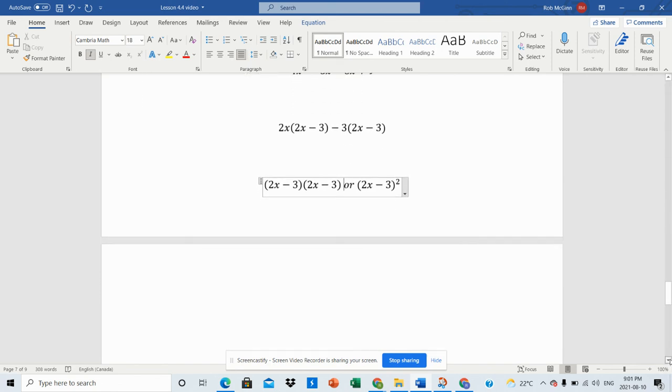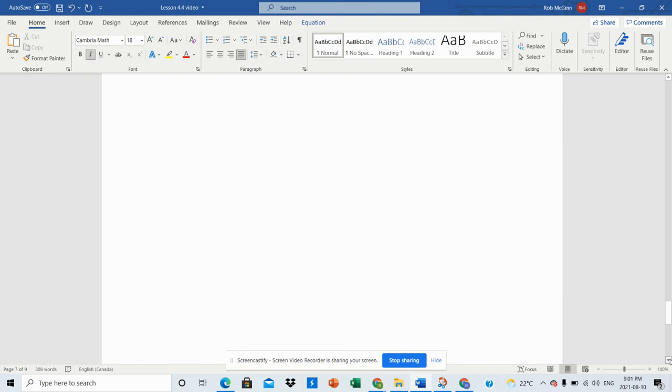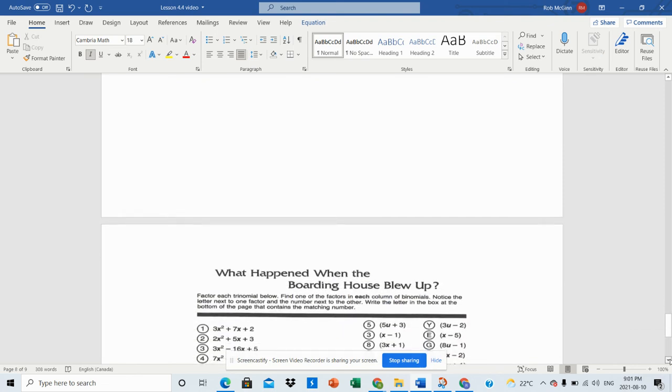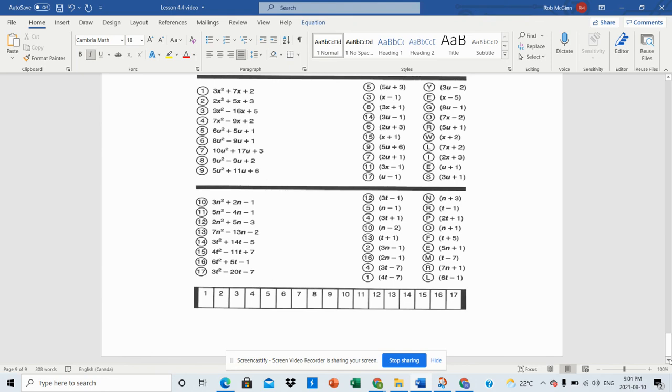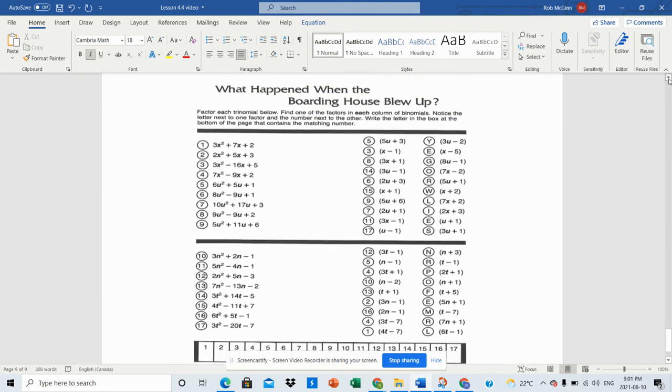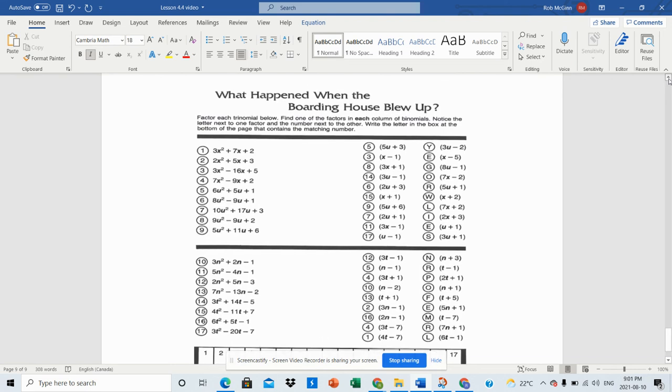All right. On that note, you've got a little fun project here for homework. Don't worry, you don't have to submit this, but it's just a good way to get used to factoring complex trinomials.